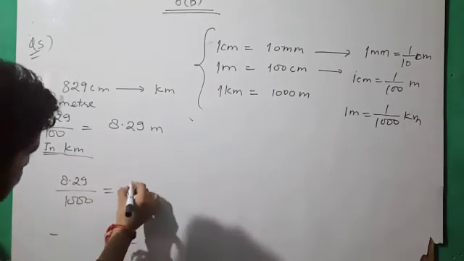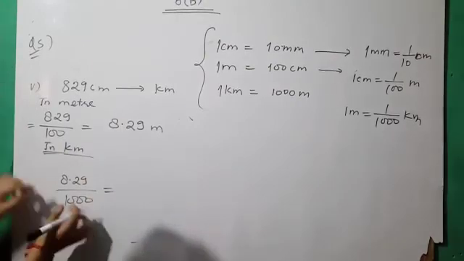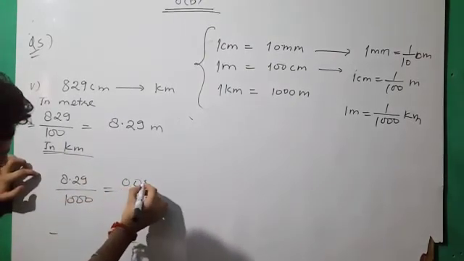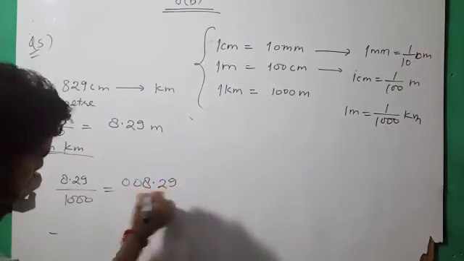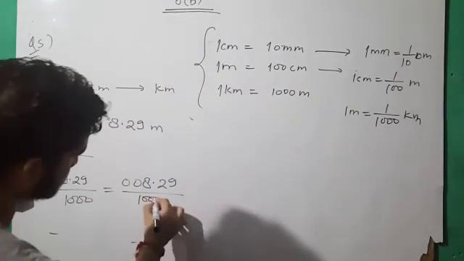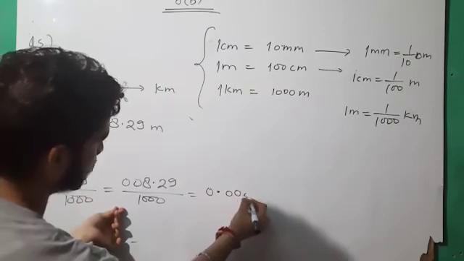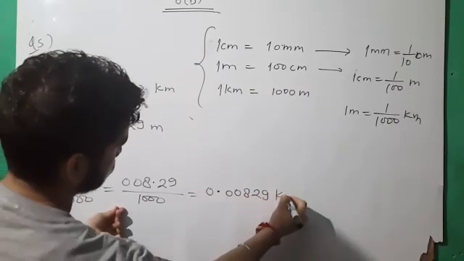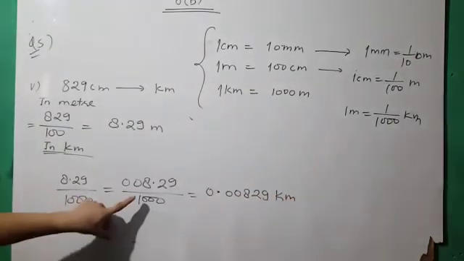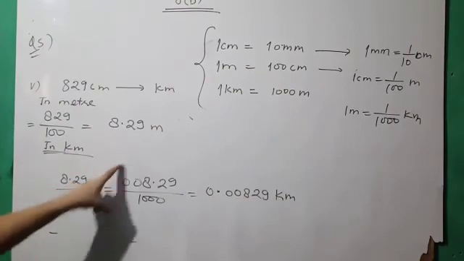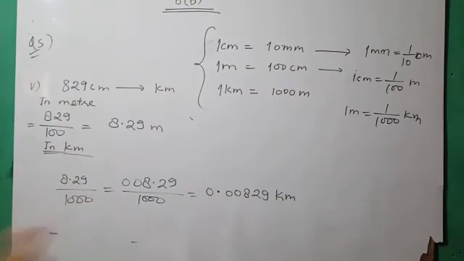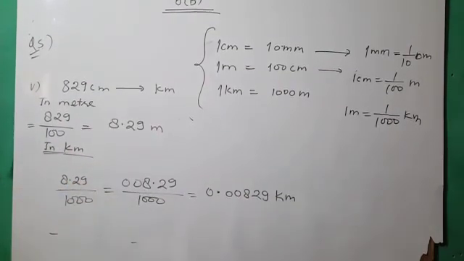So 8.29, for which we have 3 places, 008.29. In a similar way to find the decimal, we can say that 0.00829 is the answer, because we have to place the point 3 places to the left.